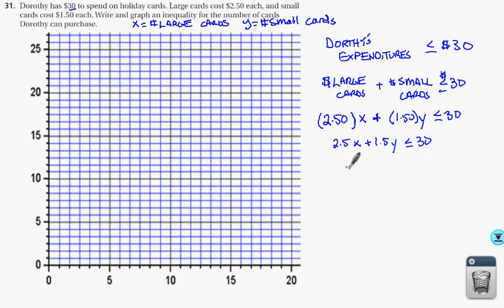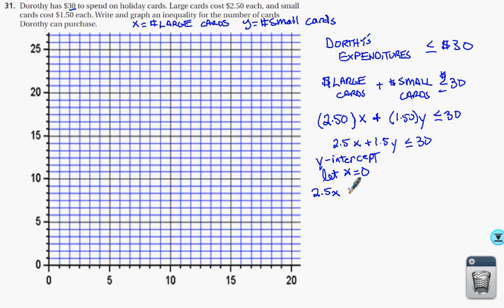Okay? So let's use x and y intercepts in order to graph our line. All right? So if I have the y-intercept, so in other words, I'm looking for the point on the y-axis, which is the small card axis, we're going to let the variable x equal 0. So we're going to take this inequality, 2.5x. Actually, we're going to look at this like an equation right now.